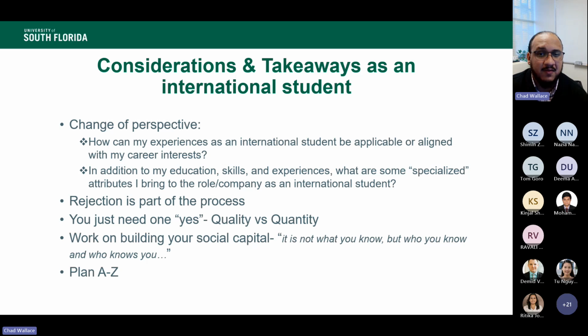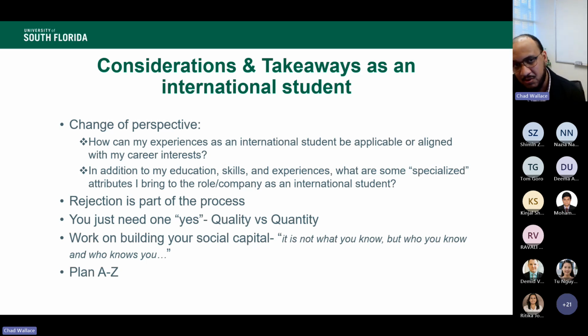For instance, if a company values global competency, or they have work that's across the world, then you bringing that international experience, that US-based company can be valuable, right? Because they're trying to expand their global reach, and you have a global sort of competency that can be very aligned with that goal, with that company's goal, right? So start thinking about that as well too, changing your framework from I'm just an international student to I am an international student, and these are the different things that I bring in addition to my skills and experiences.